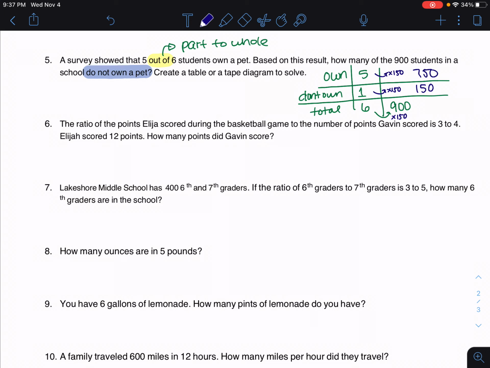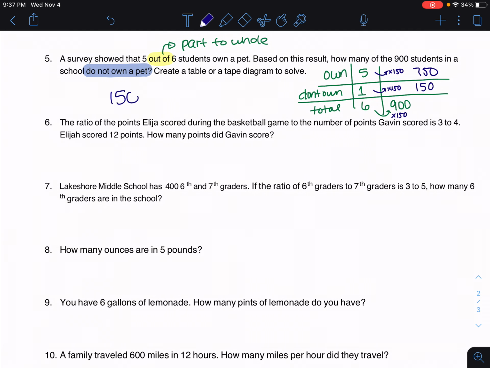So how many students do not own a pet? 150 students do not own a pet. So there's my cloud answer.